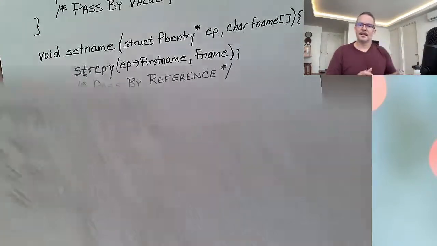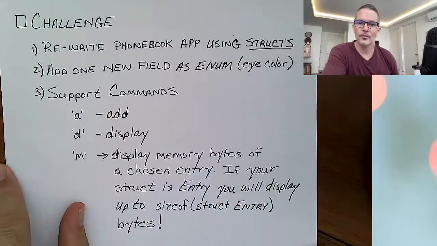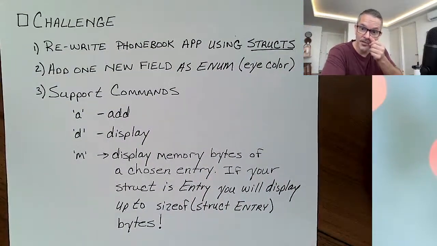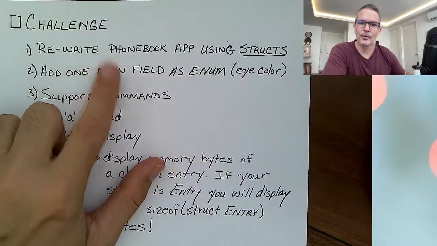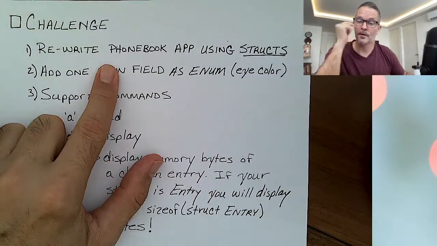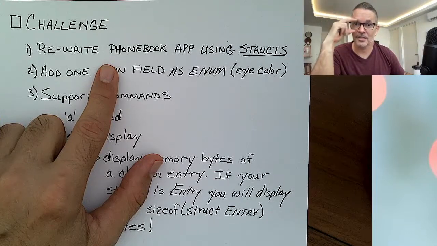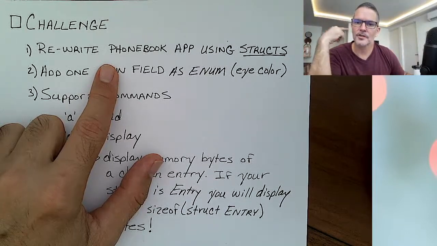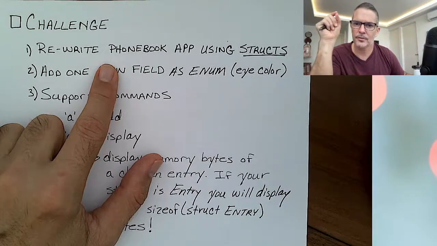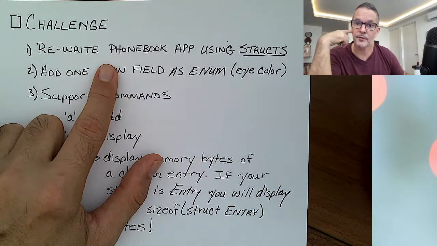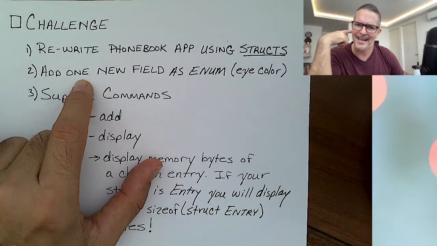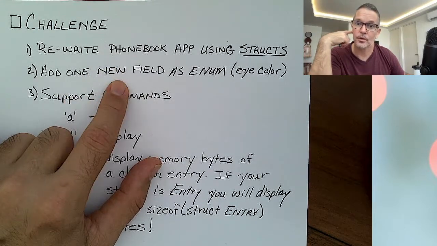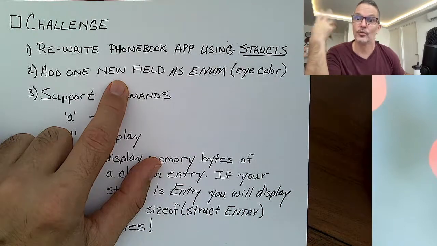Okay, let's look at another challenge. So what I want you to do to practice making use of this concept is I want you to rewrite the phone book application that we wrote from one of the past challenges. But write it using structures. Don't have an individual array for each different field in your phone book. Each entry has a bunch of fields. Don't have an individual array for each one. Use a structure. And add one new field to your structure that is an enumeration type.